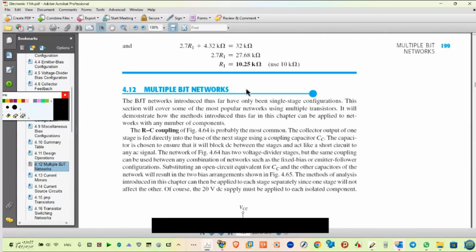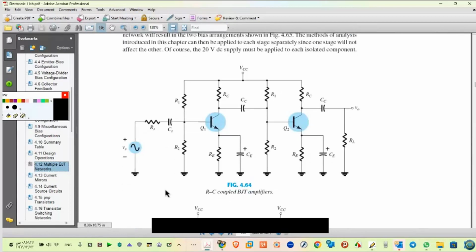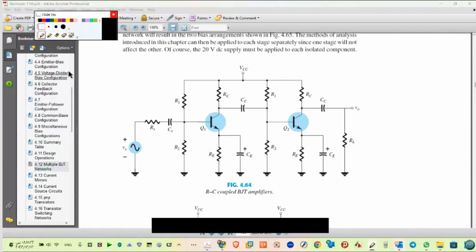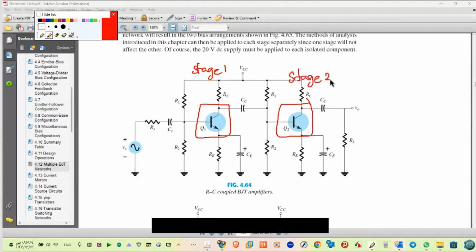First of all, why do I need multiple BJT networks? See this graph. Let's discuss this graph. Excuse me, focus with me. In this graph, as you see, we have two transistors. This is the first one, and this is the second one. So here, each transistor means a stage. So we have stage 1, stage 2.